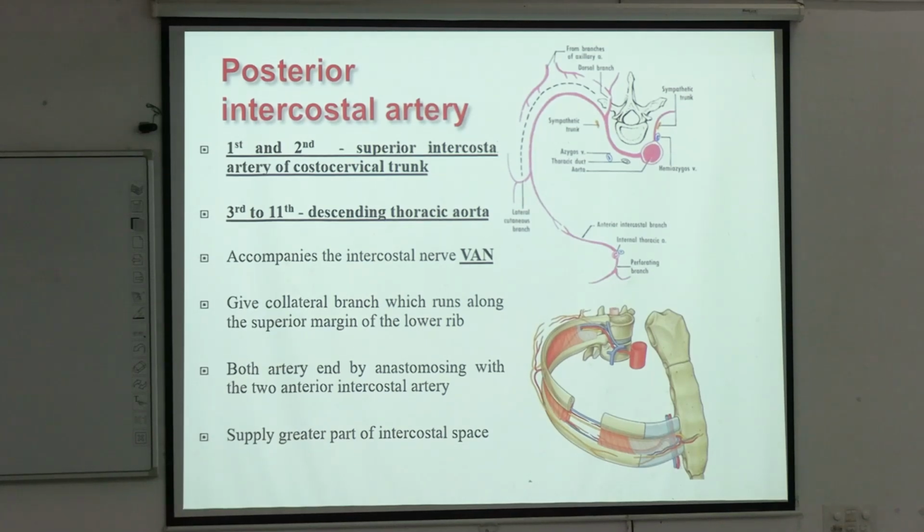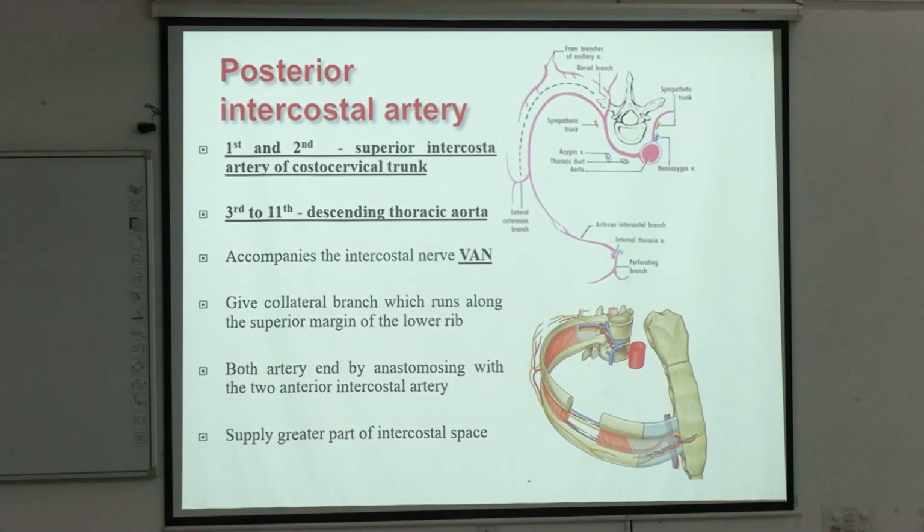So, this is about the posterior intercostal artery, and it accompanies the vein and nerve, like vein, artery and nerve, which we have discussed. This is a longer one and it runs along the undersurface of the rib, in the intercostal groove, and ends by anastomosing with the anterior intercostal artery. It sends some branches, which we call collateral branches, and these join with the anterior intercostal paired branches, and this union we call the anastomosis between the anterior intercostal artery and the posterior intercostal artery.